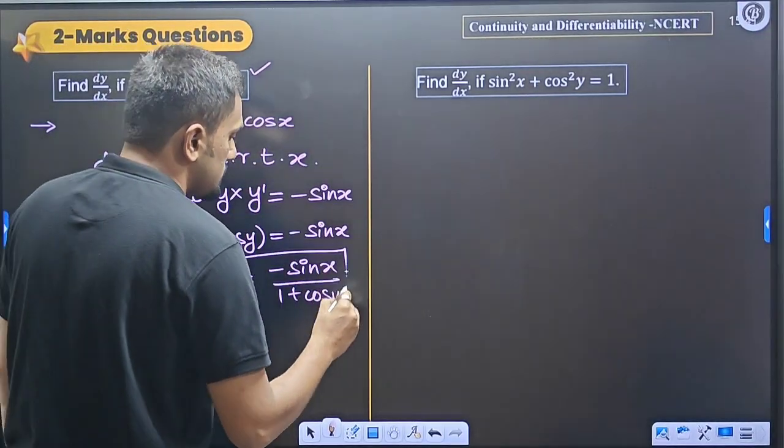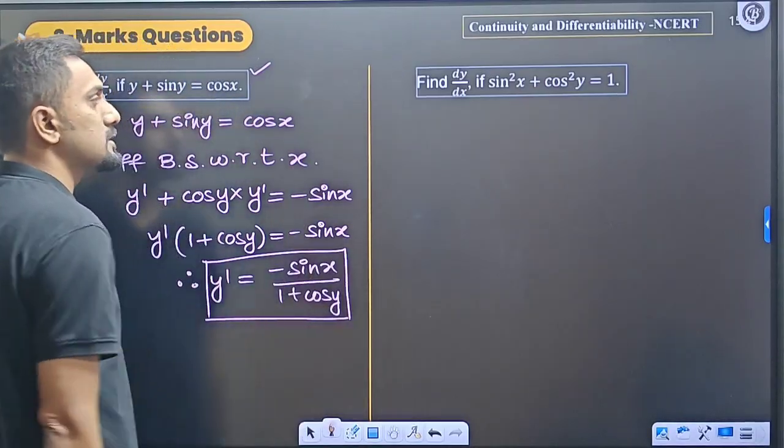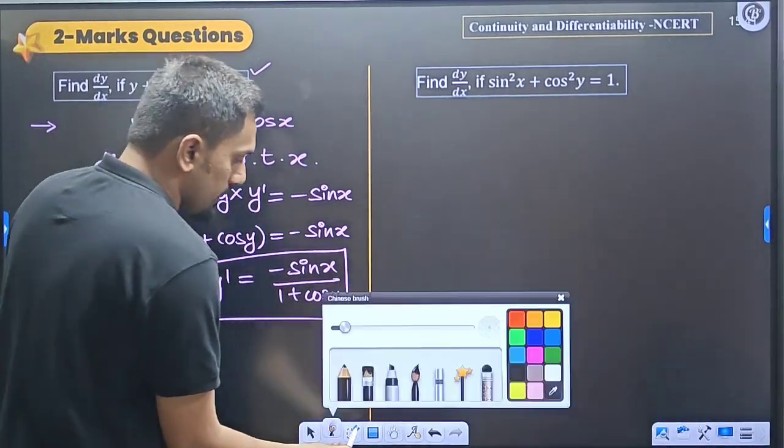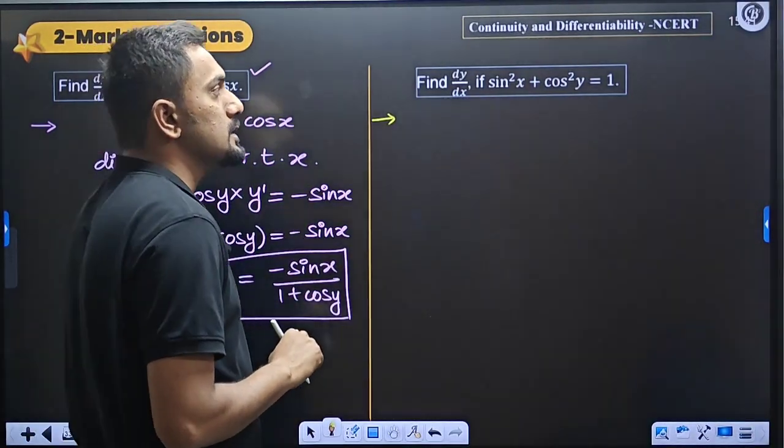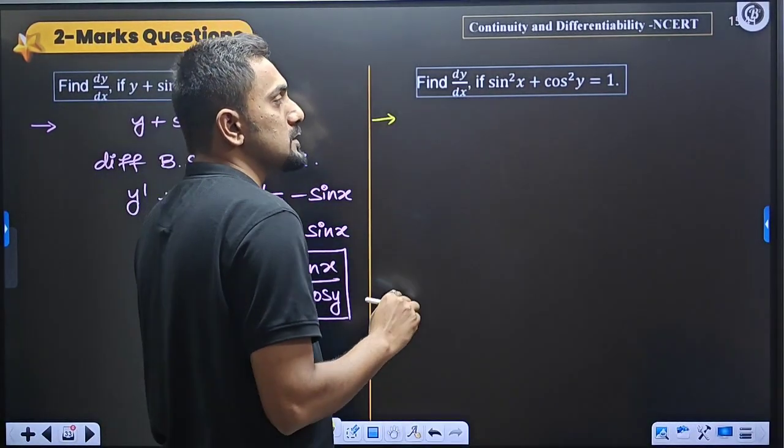If you write this much, then you will get 2 marks, 2 out of 2 marks. Okay. And the second question is, find dy by dx if sin square x plus cos square y is equals to 1.